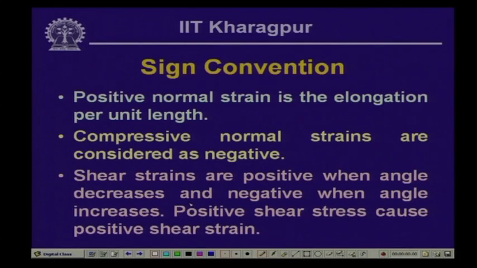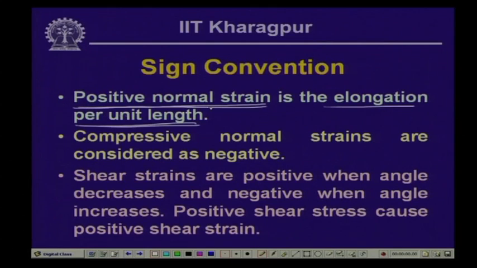Well, as we have seen, positive normal strain is basically the elongation per unit length. When we say epsilon x is the strain in the x direction, we refer to the extension or elongation in the x direction. Likewise, a positive strain in the y direction is elongation in the y direction, and when we talk about negative strain in the x and y directions, basically they are under compression. So, positive normal strain is the elongation per unit length, and compressive normal strains are considered negative.